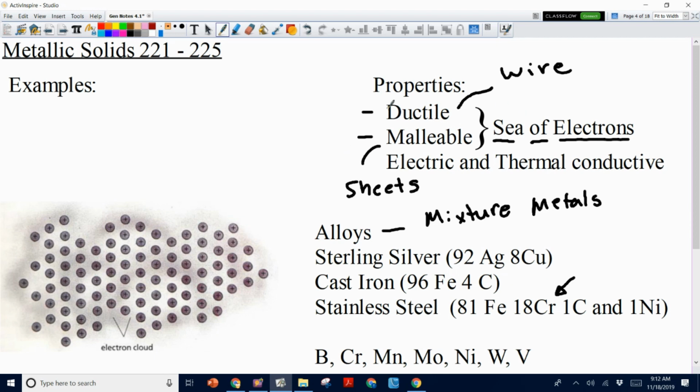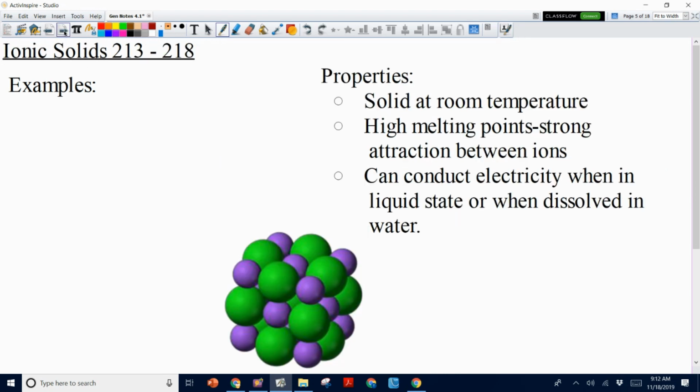All right, so remember these properties of metals: ductile, malleability, electric and thermal conductivity, and then remember what an alloy is. You don't have to remember these specific percentages here. Those are just some examples of alloys. All right, so ionic solids, page 213 to 218. This is where we're going to concentrate most of our time talking about ionic solids.